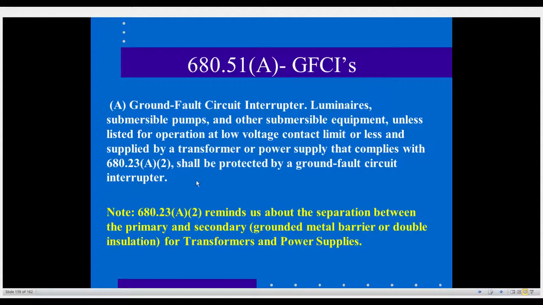Other than that, they have to be ground fault circuit interrupter protected. So all others. Note again that 680.23(A)(2) reminds us, as I said, there's a separation between primary and secondary, whether it's a grounded metal barrier or double insulation between the primary and secondary.